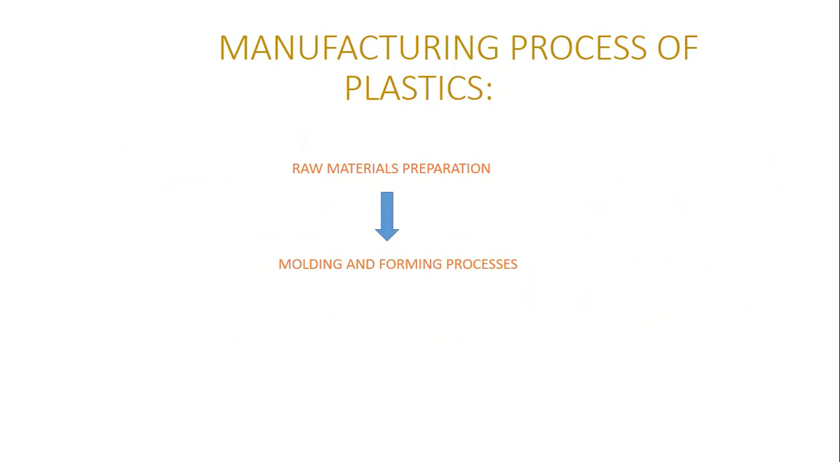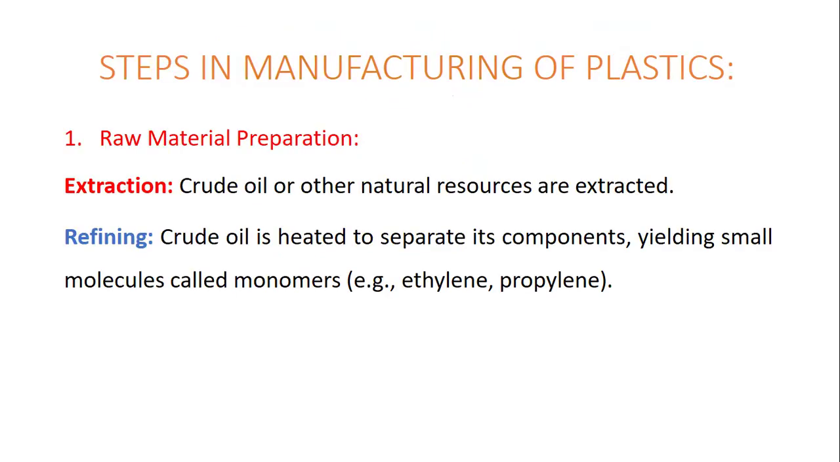So, manufacturing steps in plastics. The first one is synthesis or raw material preparation. Next one is molding and forming process. We shall discuss the detailed steps in the following information. First one is raw material preparation. This involves two things: first one is extraction, then the next one is refining.